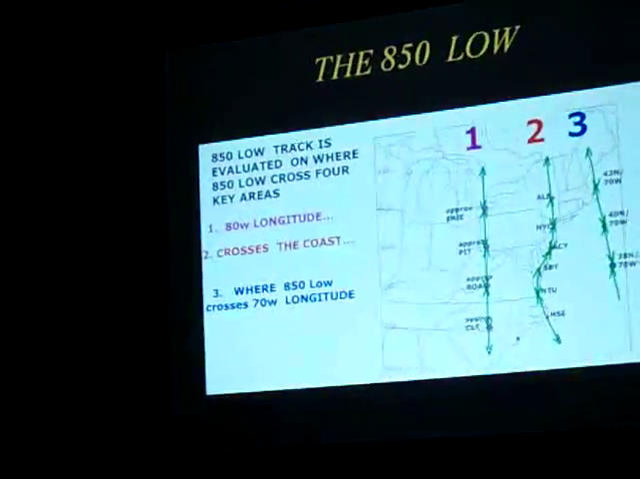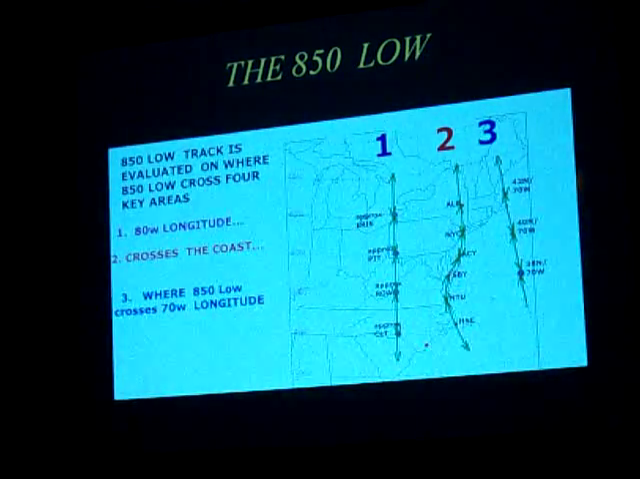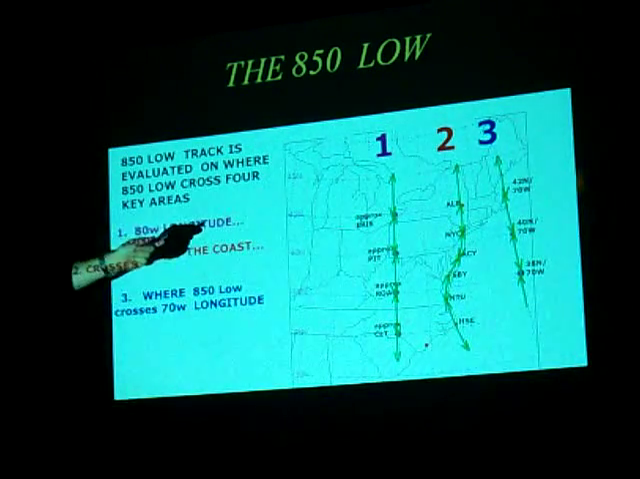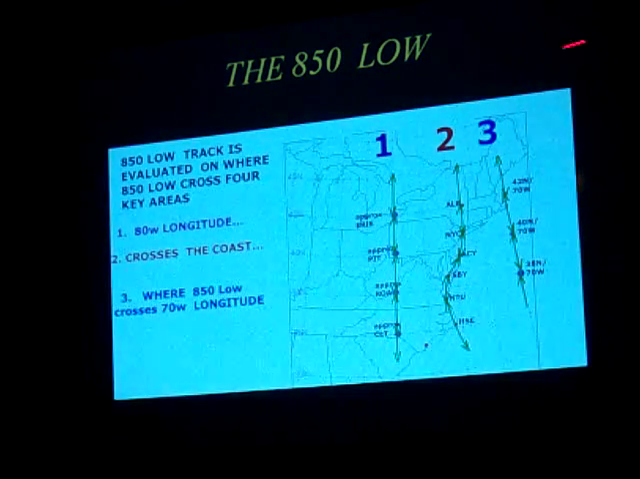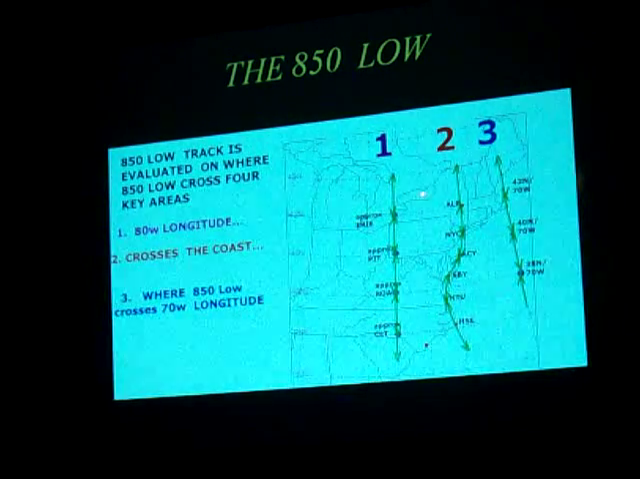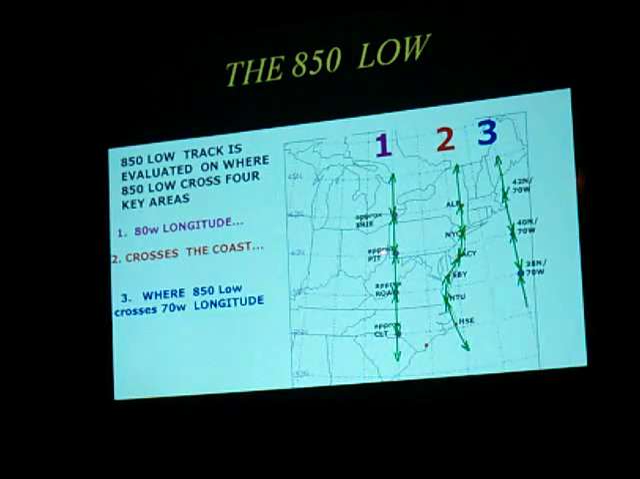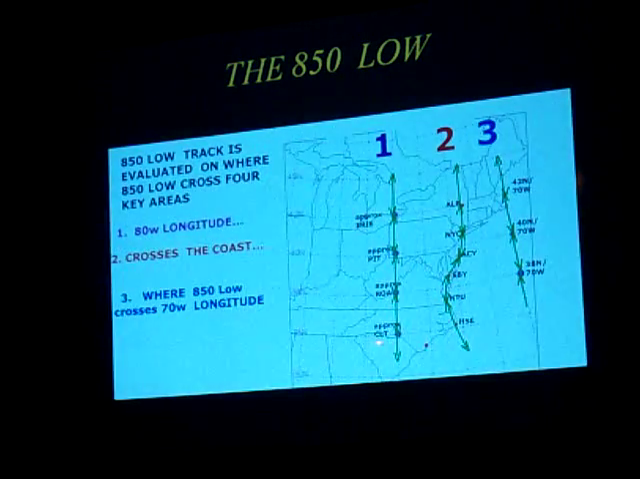So what we're going to be doing here is doing the snowstorm checklist. We're going to be tracking where the 850 low crosses these points. Point number 1. Lost the battery. There we go. North of Erie, between Erie and Pittsburgh, between Pittsburgh and Roanoke, between Roanoke and Charlotte.